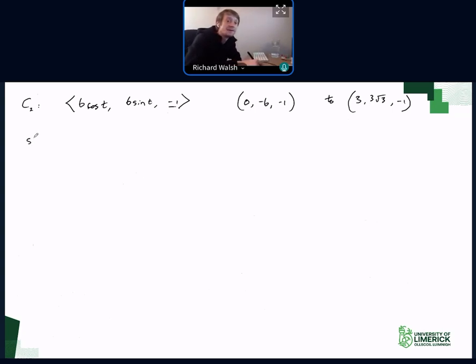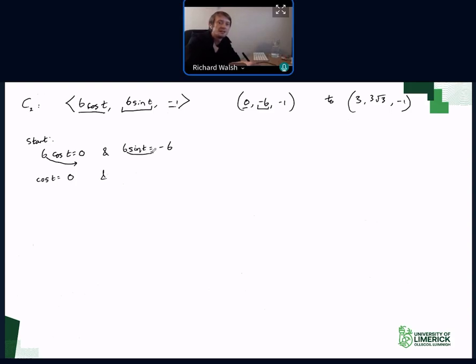I need to find the t values for the start and end of it. So at the start, I want 6 cos of t to equal 0, and 6 sin of t to equal -6. And we're going to solve those simultaneously to find the starting point. So cos of t equals 0 divided by 6, which is 0. And sin of t equals -6 divided by 6, which is -1.